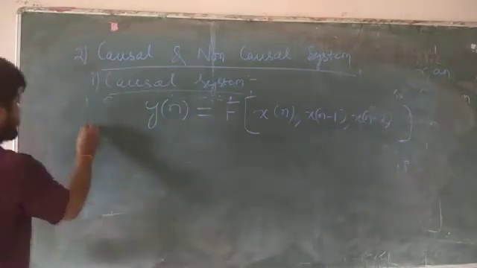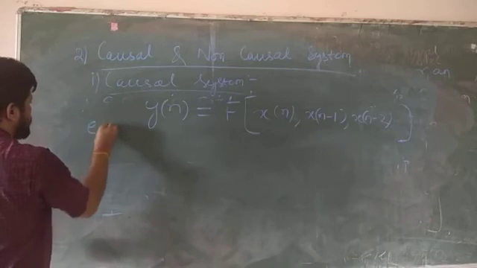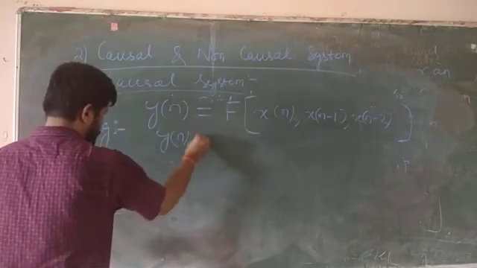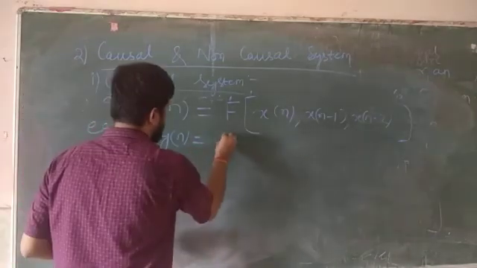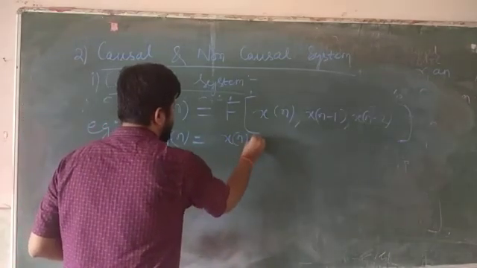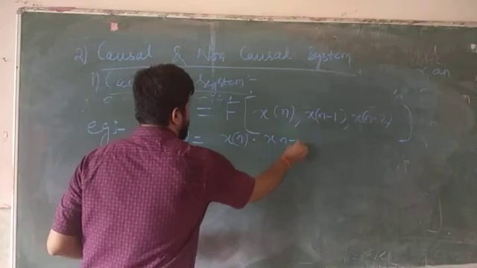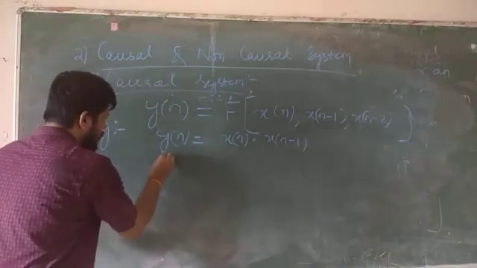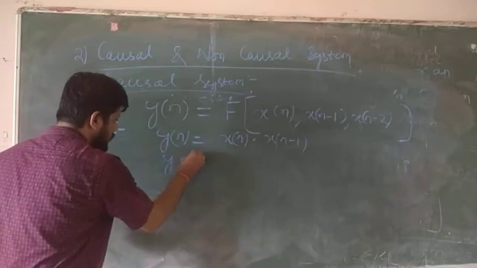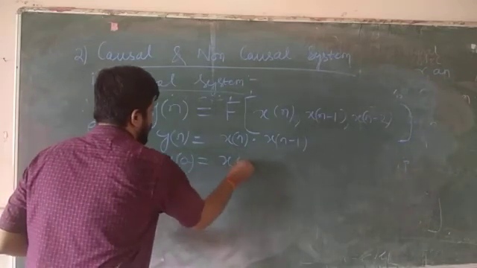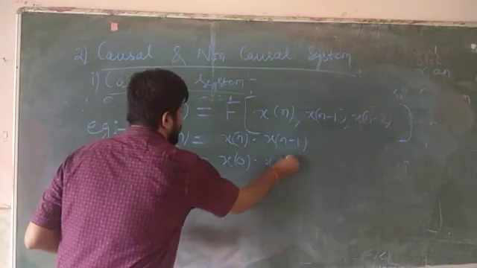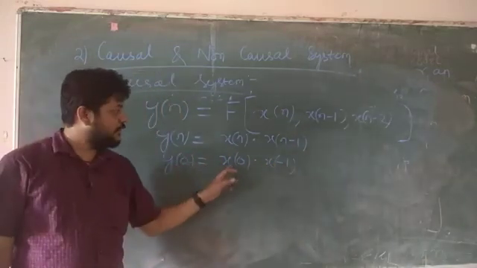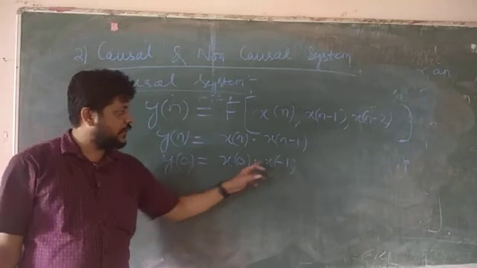So example, y of n is equal to x of n, suppose into x of n minus 1. So if you put any value, we can check here. So y of 0 is equal to x of 0 into x of minus 1. So you can check here. If I put the value as 0, it depends only on x of 0 and x of minus 1.